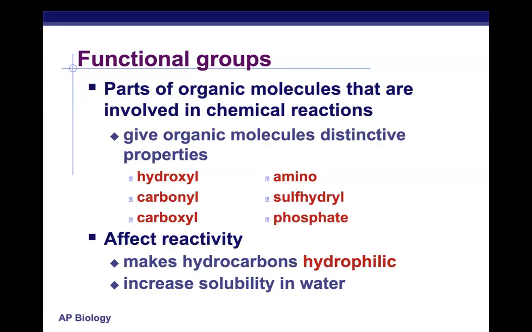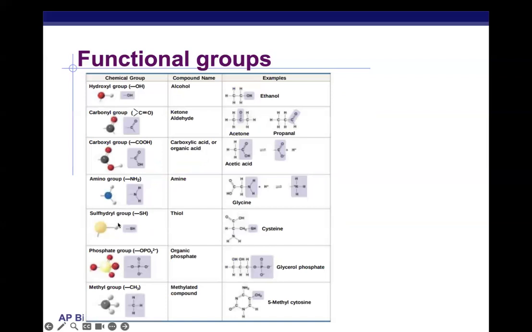I'm going to show you what I mean on the next slide, where there's a picture of different functional groups. Here on the left are different functional groups. They have their name, a ball and stick model, and then a formula. So you can see what that functional group looks like, right? On the right, it shows you an example of that functional group in a molecule. So here's ethanol and it has a hydroxyl group. And here is cysteine, an amino acid, and it has a sulfhydryl group. And here is glycerol phosphate that has a phosphate group, right?